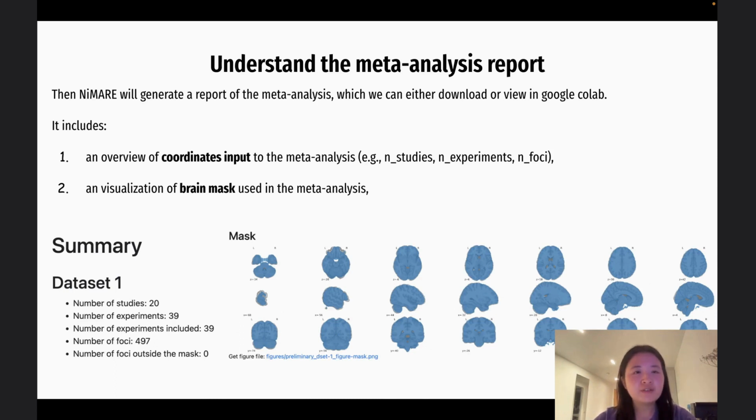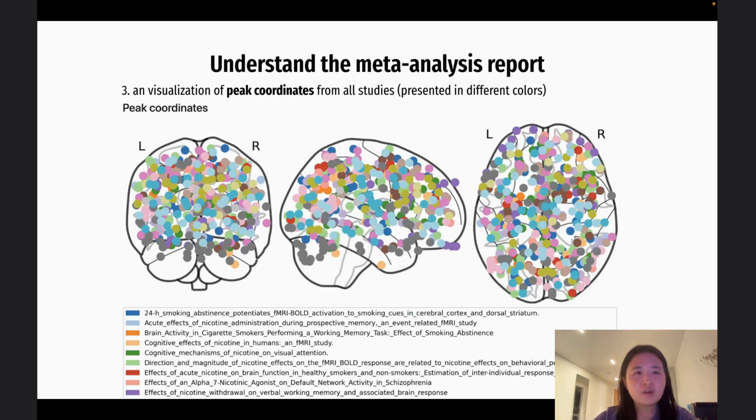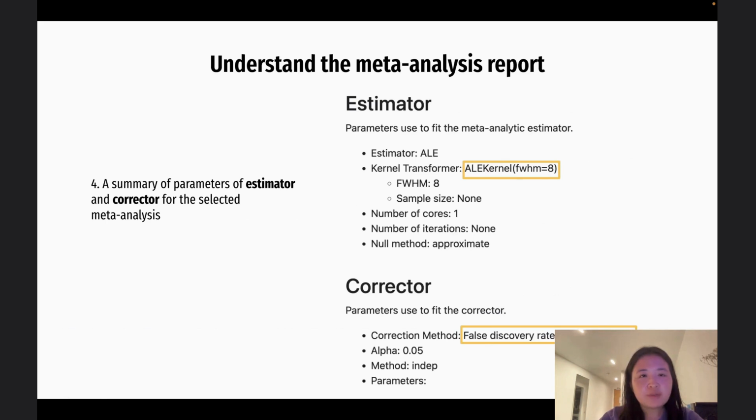It includes an overview of the coordinates input, for example, number of studies, number of experiments, and number of foci, as well as a visualization of the brain mask which is used in the meta-analysis. It also includes a visualization of peak coordinates from all studies. They are presented in different colors, so you might get an intuitive idea about the distribution of peak coordinates from different studies. It includes a parameter summary of estimator and corrector for the selected meta-analysis. It reflects the parameter settings that we have chosen earlier.